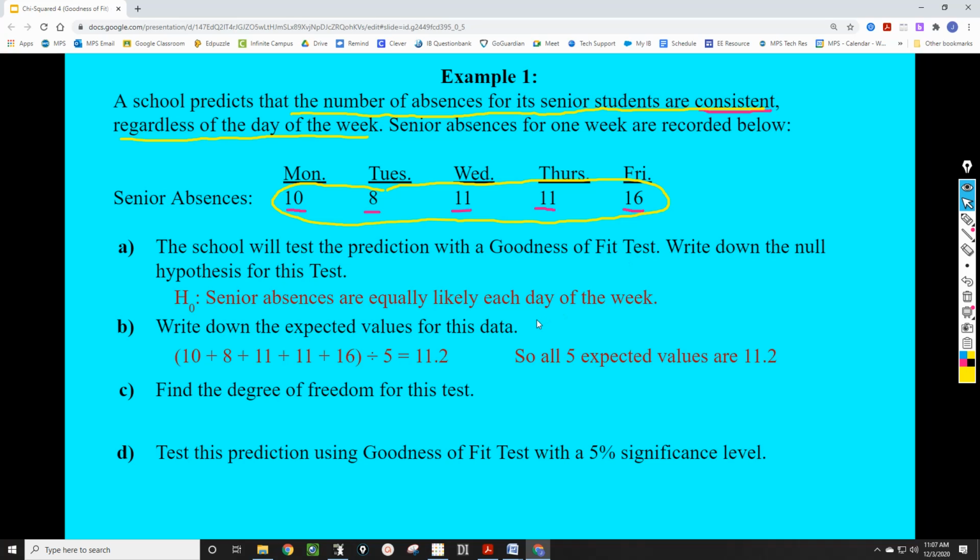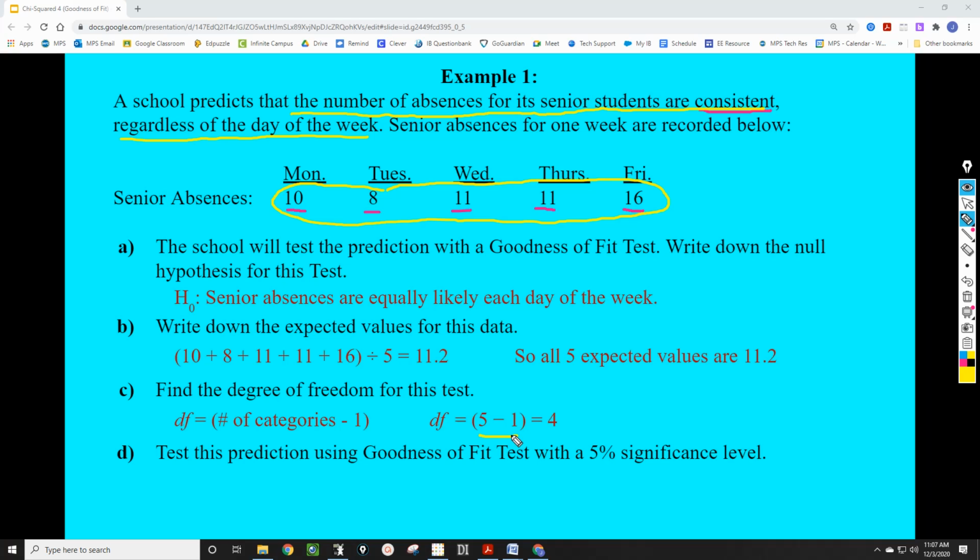Before doing the test, we need to get our degrees of freedom. And so again, for this, all we're doing is looking at how many different categories we had for this variable and subtracting 1. Well, we have 5 days of the week: Monday, Tuesday, Wednesday, Thursday, Friday. So we have 5 different options or categories for this variable, and we're going to subtract 1 from that. So we'll do 5 minus 1, which gives us 4. So our degree of freedom for this test is 4.